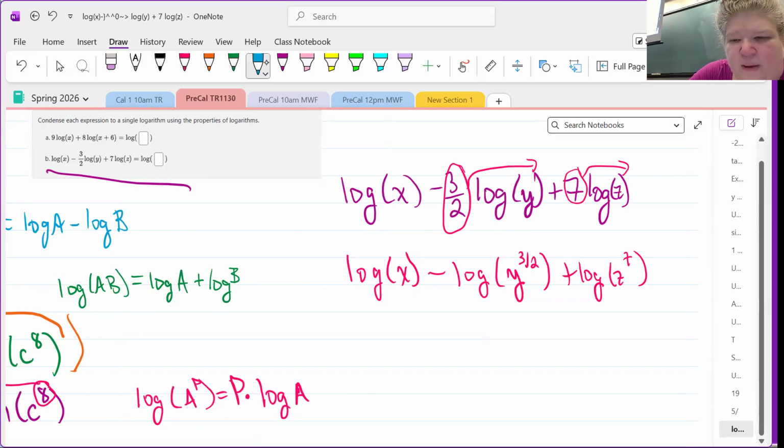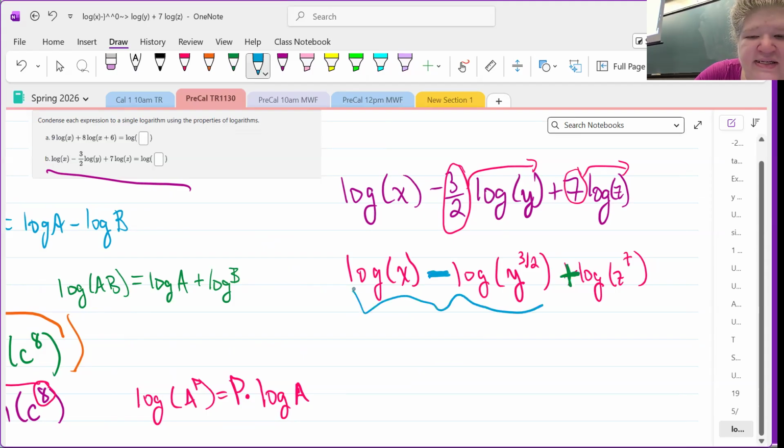All right, now that I've moved my powers back inside the logs, now I can focus on my operations. So I've got a minus sign here, and then I've got a plus sign over here. So I'm going to do these one step at a time, and I usually just go left to right. You can, though, technically rearrange the order as long as the minus sign stays attached to the log y to the 3/2. So if you wanted to put the log z to the 7th first and deal with the y after, that totally works as well. I just usually take it in the order given.